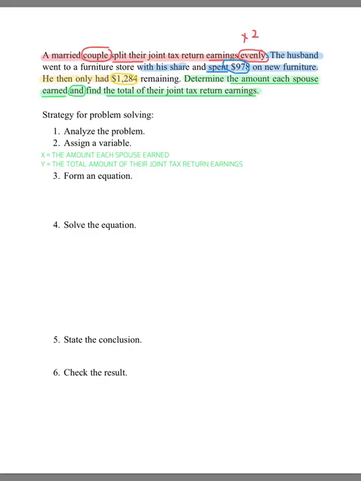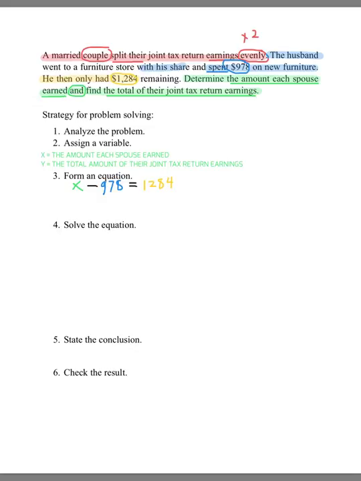Now let us start forming our equation. Keep in mind that the amount each spouse earned is represented by the variable X. And now we actually know something about the husband in particular. We know that he had an X amount of money that he earned, but then from that he spent, so we're going to subtract 978 from his earnings. And then after that expenditure, he had $1,284 remaining from his earnings. So it's going to be one equation.